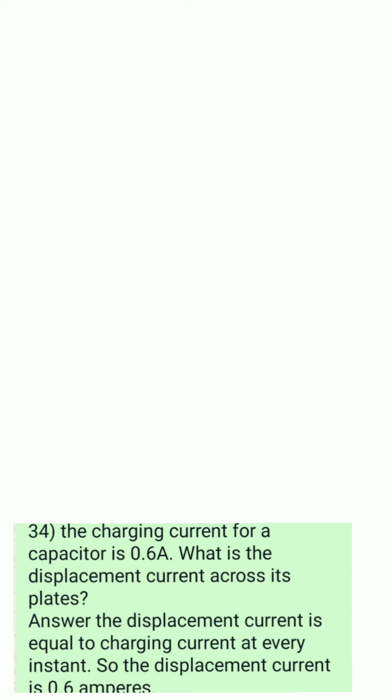35. The charging current for a capacitor is 0.6 A. What is the displacement current across its plates? Answer: The displacement current is equal to the charging current at every instant. So the displacement current is 0.6 amperes.